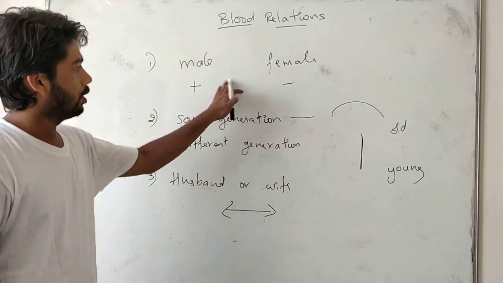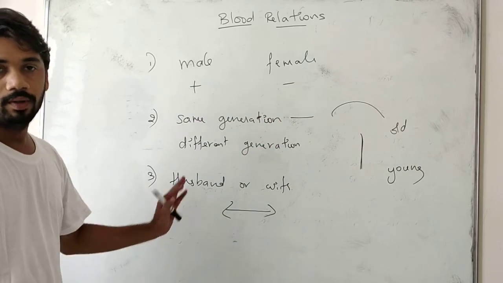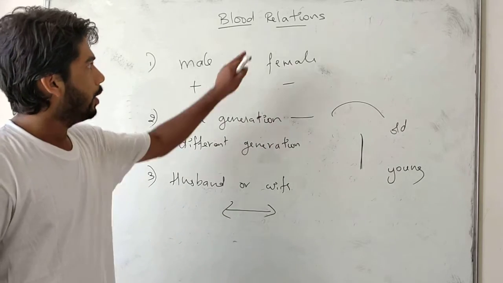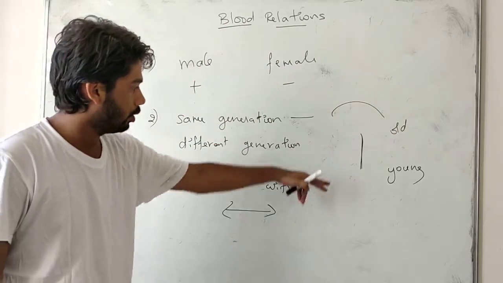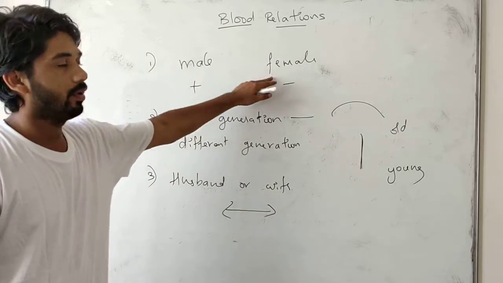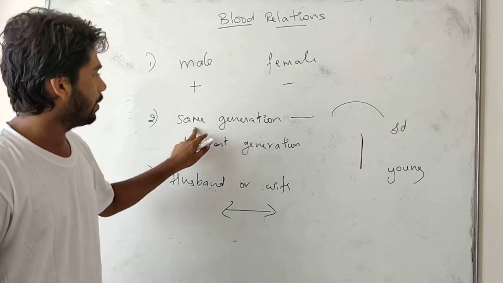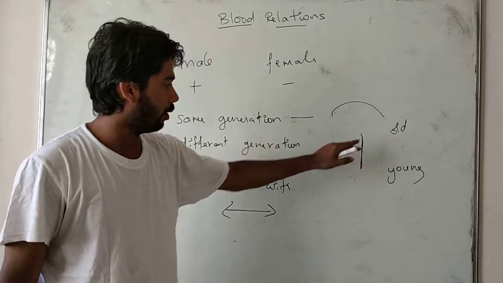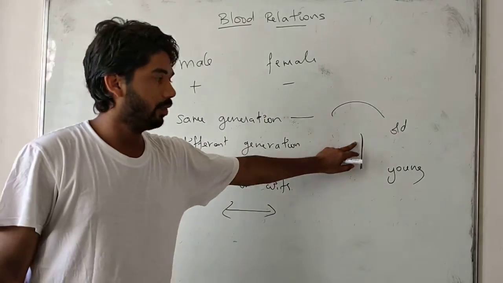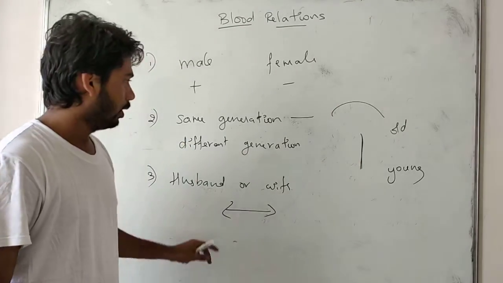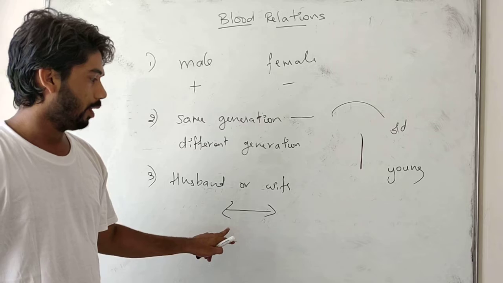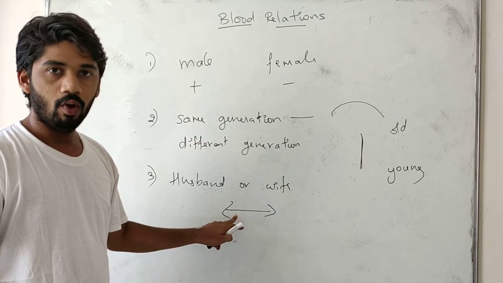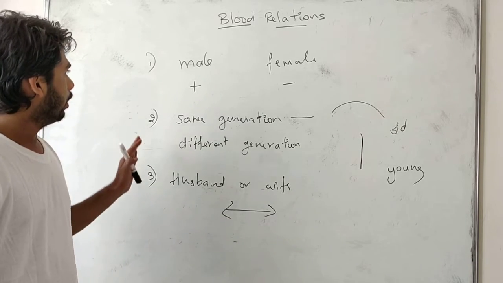Students, these all symbols will be helpful to draw the figure of a blood relationship. If you want to know blood relationship, you must know all these symbols. For male or female, we will be taking plus or minus. For same generation, we will be taking this type of arc. For different generation, we will be taking this one, a straight vertical line, and for husband or wife, we will be taking this type of symbol. Okay students, got it?